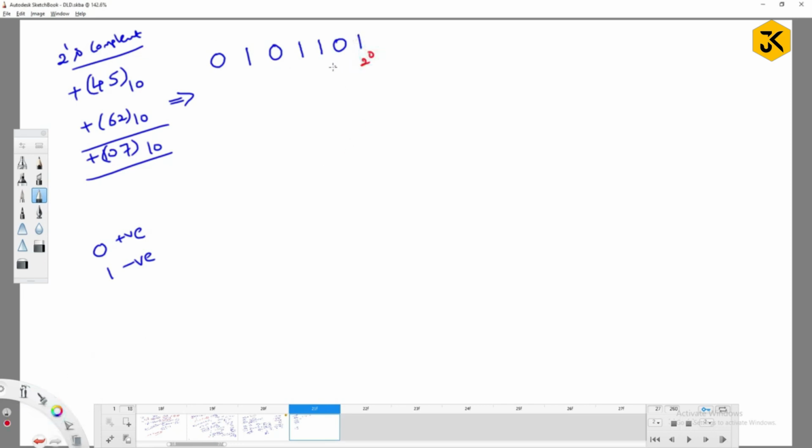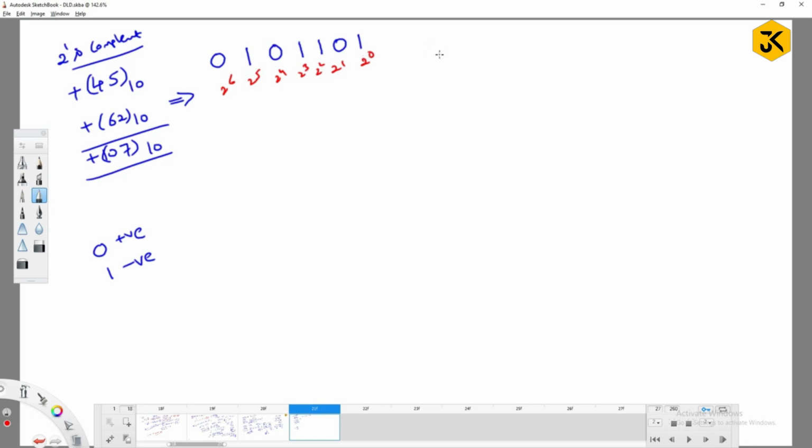See, this class is very important for you. 2 power 1, 2 square, 2 cube, 2 power 4, 2 power 5, 2 power 6. What is the formula for this? Minus 2 power 6. What is minus 0 into minus 2 power 6? 0 only. And you are going to sum up all this: 32 plus 8 plus 4 plus 1. You are going to get obviously plus 45. So if you want, you can do like this.